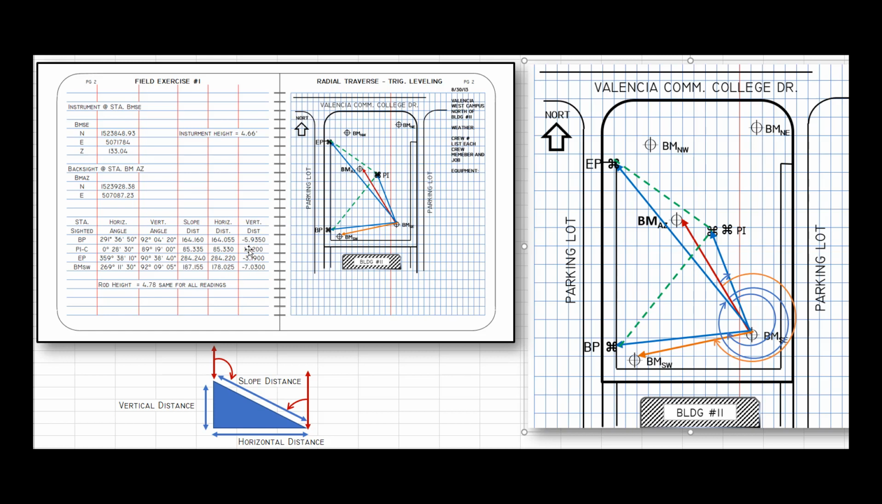Now what I want to do is explain how to do the calculations. When we do the calculations, what we're actually trying to figure out are the x, y, z coordinates for the beginning point, the PI point, and the end point. So we're trying to find our actual northing, easting, and z elevation.